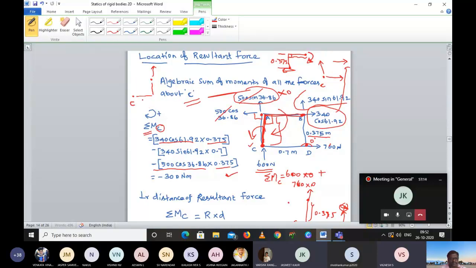Horizontal distance. Okay, because that one only will give a perpendicular to this particular force. So what is the value now? 0.7 meter I have written. Okay, you can calculate and then substitute it. So only these three forces are there. Any doubt, guys?